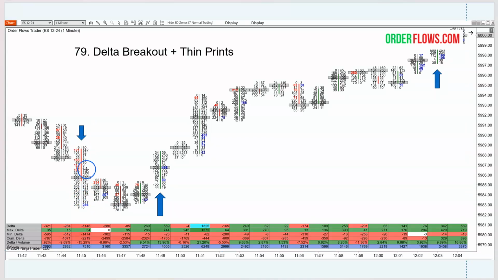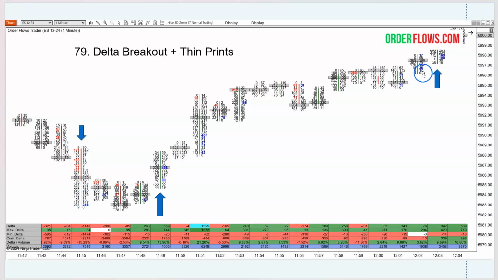This one didn't work out, but I did want to show you, because this is what I always talk about: take it in context of the market. You've got a delta breakout after the end of a move. It might just be capitulation coming in. But here's your delta breakout, jumps from 284 to 1100, and it's got your thin prints, but it's coming in after a move down already.